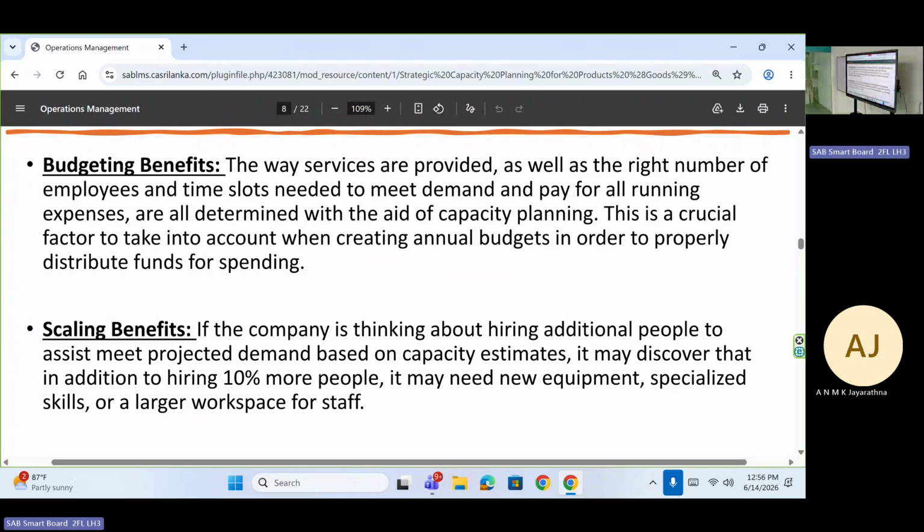Everybody, do you have an idea about this make or buy decision? You don't have to have learned management accounting, advanced management accounting, or costing. I don't have to teach you that. Make or buy decision also comes under this capacity planning.